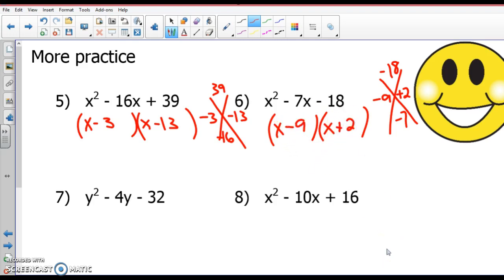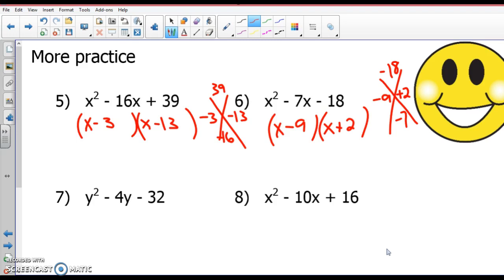Now, I'm going to point something out right now. When your last term is positive, your two factors have to have the same sign. Because a positive times a positive is a positive, and a negative times a negative is a positive. They have to multiply to be a positive, so the signs need to be the same. When your last term is negative, your two factors have to be different. One has to be positive and the other has to be negative.